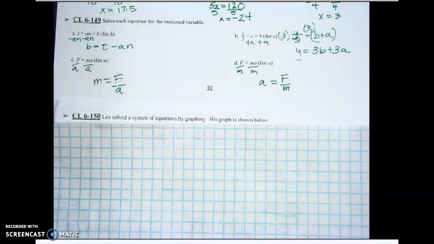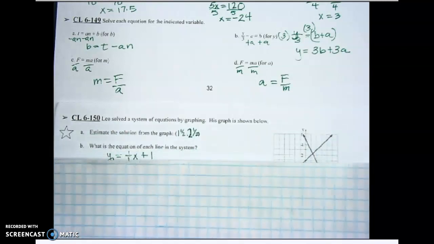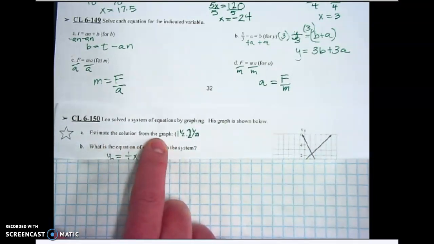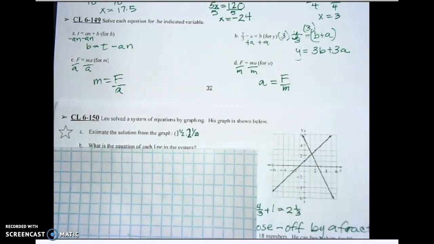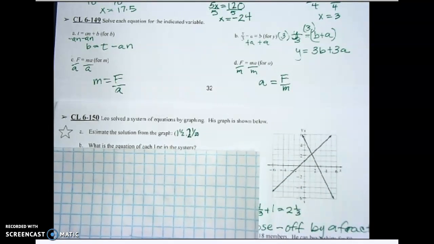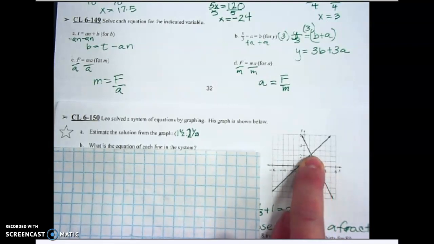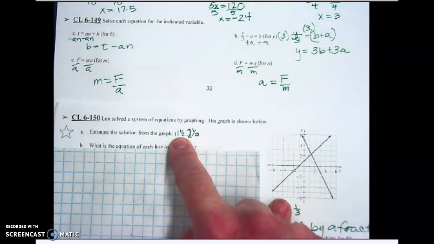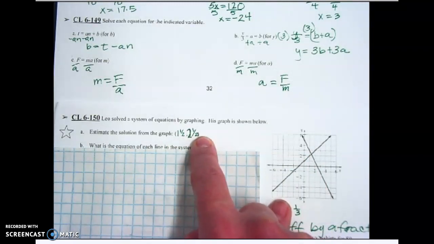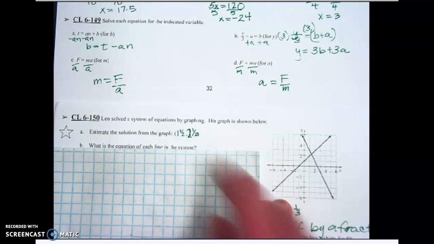Question 150 says Leo solved a system of equations by graphing. His graph is shown below. So the first thing they want us to do is to estimate the solution of the graph. So you come over to the graph and get a good look at it. You see that they're intersecting right there. That is halfway between 1 and 2 and halfway between 2 and 3. So my guess is 1.5, 2.5. Good guess, right?